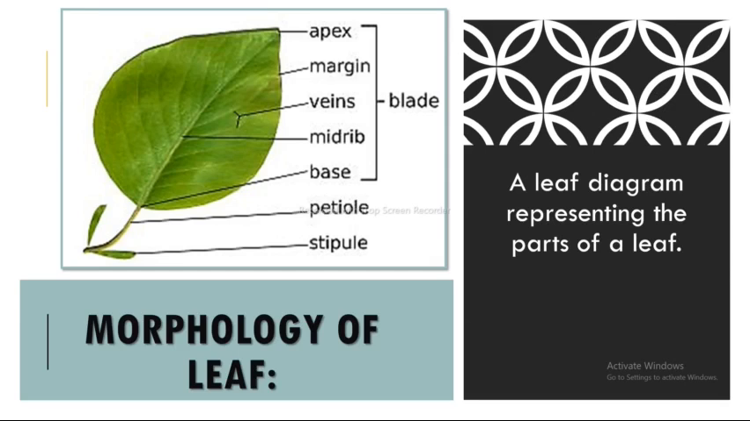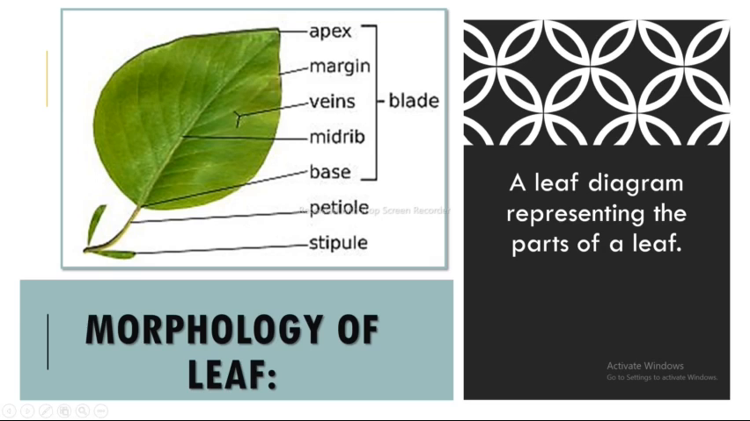So, morphology of leaf. This is a diagram of a leaf which is representing the different parts of a leaf, and you can see in this figure very clearly this is the apex or tip of the leaf, and this is the margin of the leaf. These are small veins you can see here, and this is the prominent vein in the center of the leaf which divides the leaf into two. So this is known as the midrib. At the last you can see this is the base of the leaf.